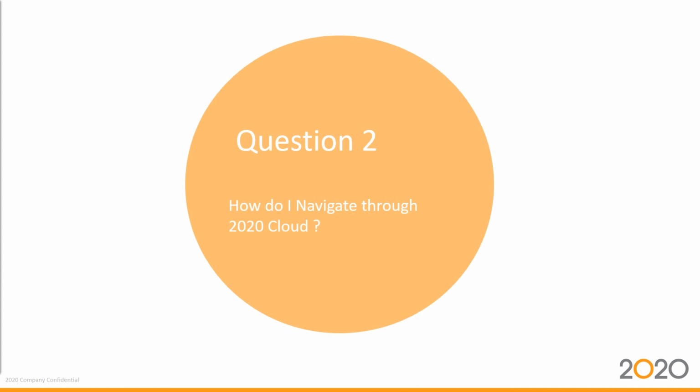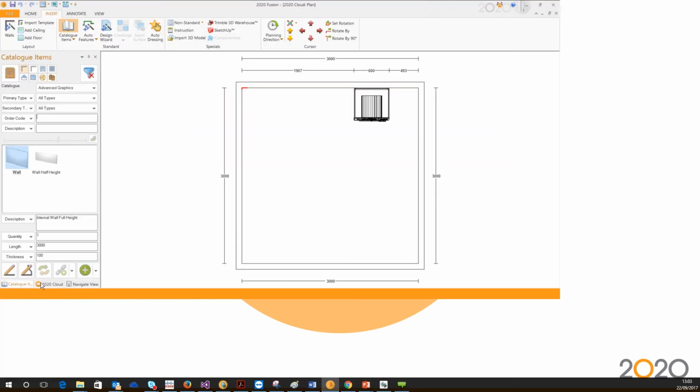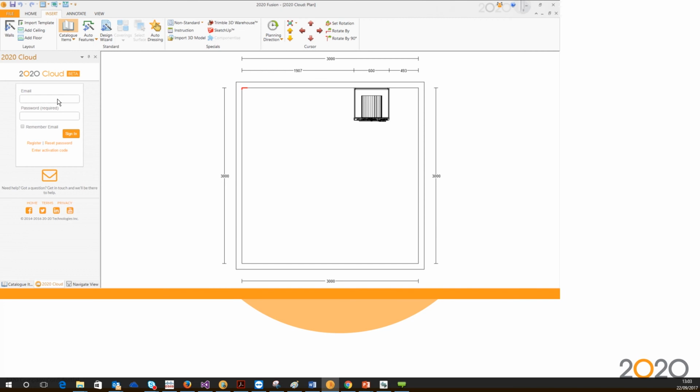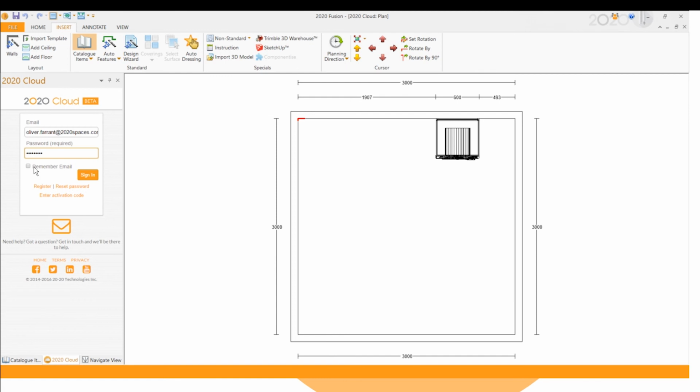Going to move on to question 2 now. Also a quick demo on how to simply navigate through 2020 Cloud. Okay. I'm going to start by logging in. You can hit the checkbox to always remember your email, which I recommend doing.